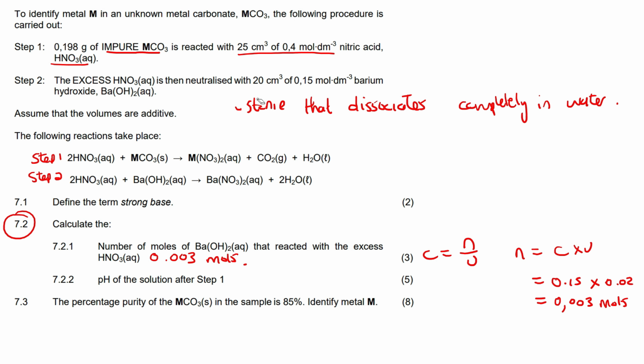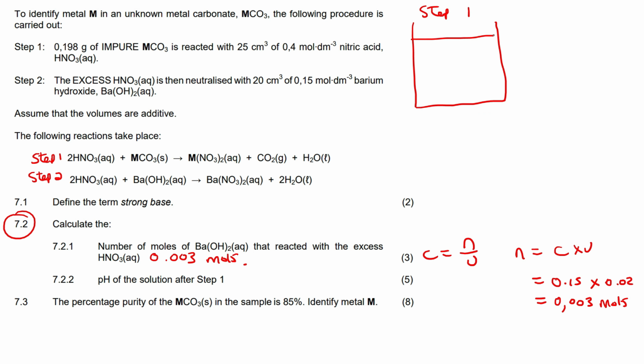Okay, so we need to calculate the pH after step 1. Right, let's try to figure this out, shall we? So we know that in step 1, we've got impure. Don't use this at all. Whenever something's impure, you cannot use that information at this moment, so you just leave that alone completely. But we know that we have MCO3 in here and nitric acid, or let's say HNO3. And we know that this one is the excess. How do I know that? It says here, the excess HNO3, meaning that it's the excess from this question, okay?